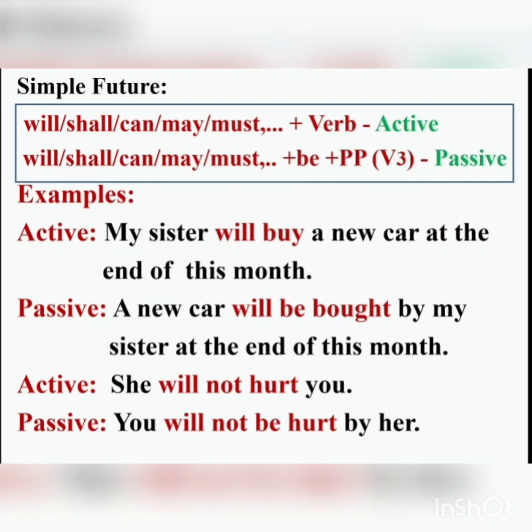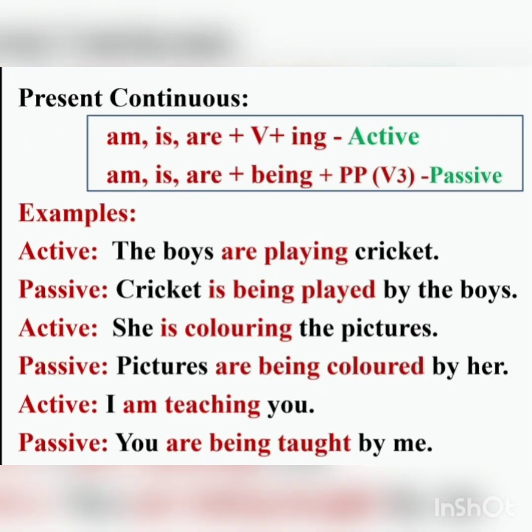Next sentence is: she will not hurt you. Here the subject is she, will not hurt is the verb, you is the object. You will not be hurt by her is the passive form. Now we shall move on to continuous tenses. Present and past continuous will take passive form, but future continuous cannot be expressed in passive form.